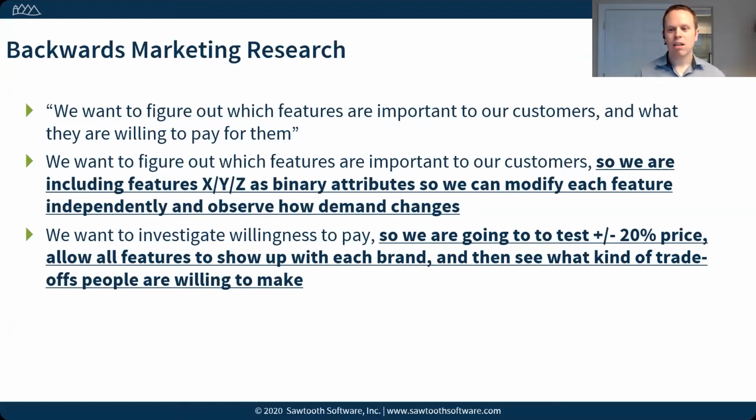So we've decided to test plus or minus 20% on our price attribute, and we're going to allow features to show up with each brand so that we're not correlating features with prices and things like that. The goal is to understand the trade-offs that people are willing to make. These aren't perfect. These aren't exactly what you're going to want to do, but just a nudge in the right direction to try to be a little more specific, a little more strategic, and state clearly, so that everyone's on board, what the goals of the conjoint are.